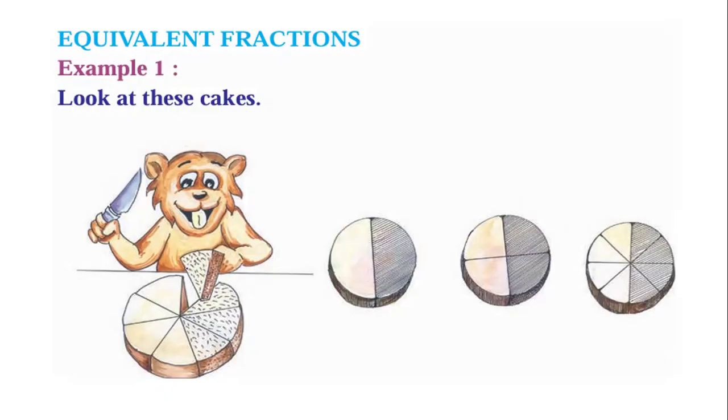Look at these cakes. This cake is divided into two equal parts. One part is shaded or selected. This cake is divided into four equal parts. Out of four, two parts are selected. This cake is divided into 8 equal parts, and 4 equal parts are selected.